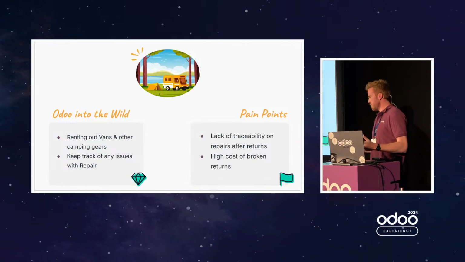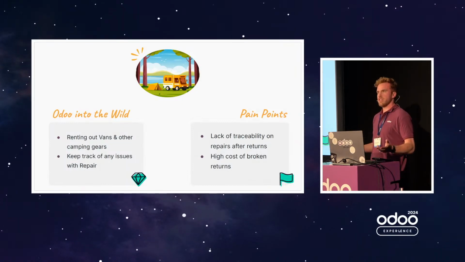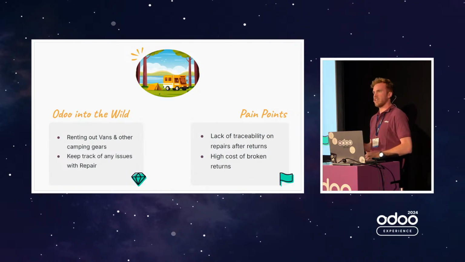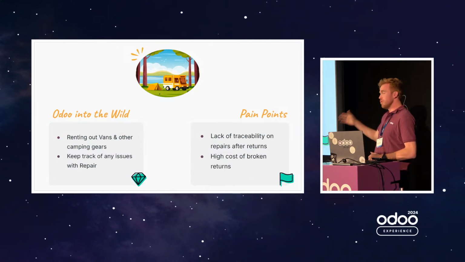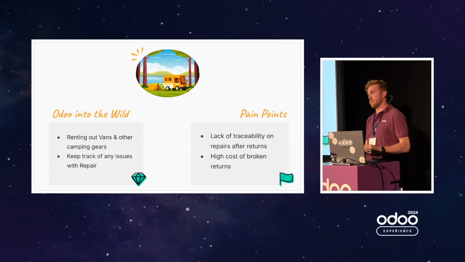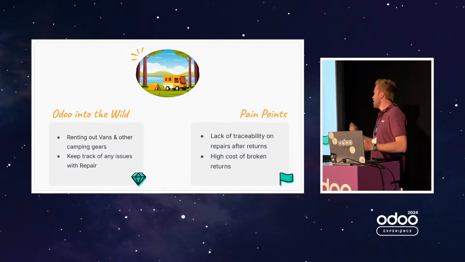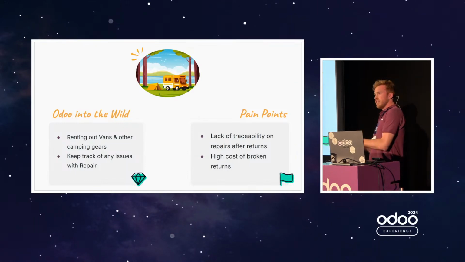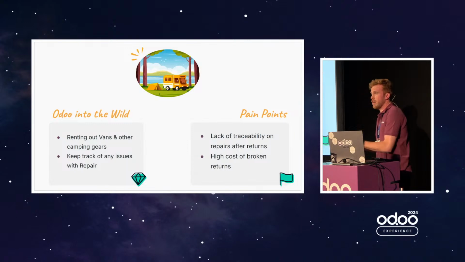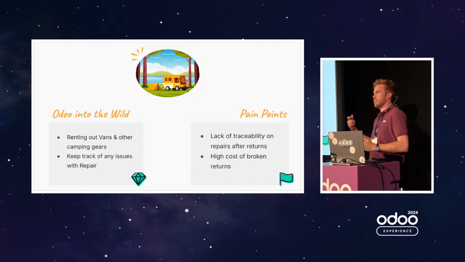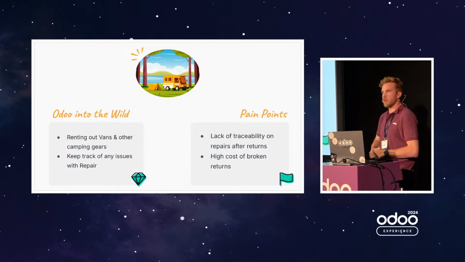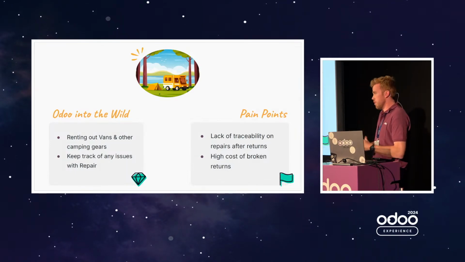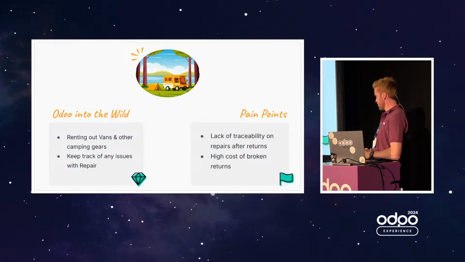And I thought to myself, which better system to use for any startup beginning company than Odoo? That's exactly what I did. I'm already using the rental application to rent out my van and any other camping gear that we have. And I'm using the repair application right now to keep track of anything that needs to be repaired, if it returns broken or if there's normal issues that arise after using it.